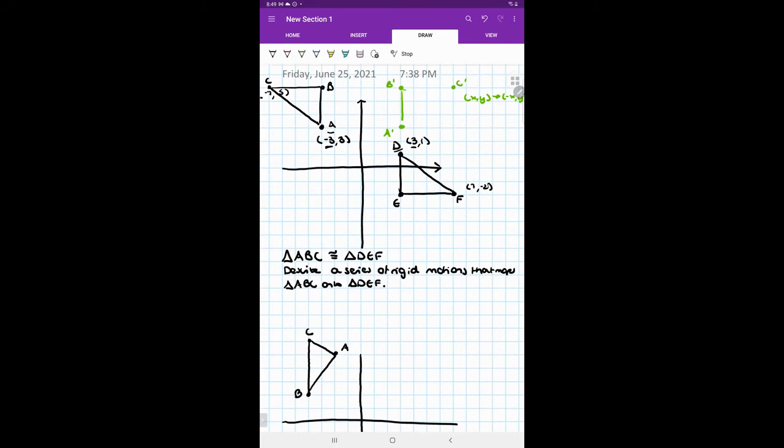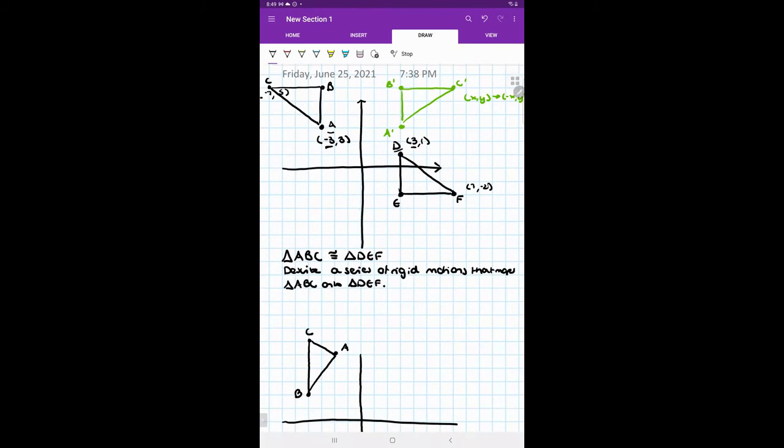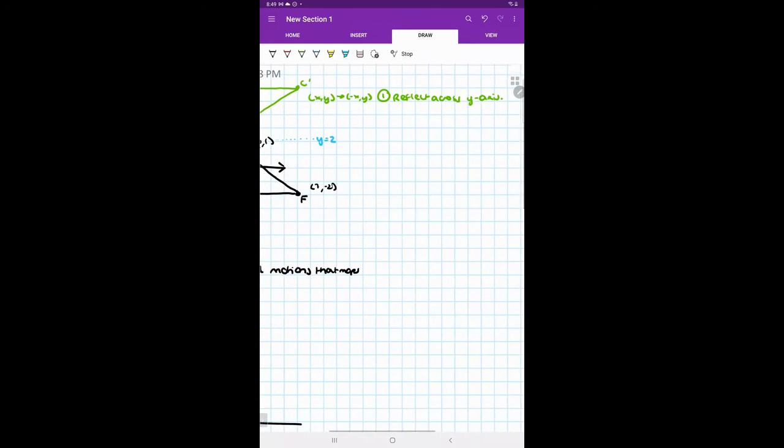Okay, now how do I get from this prime triangle to the desired triangle DEF? Well, looking at it, I see that it's flipped. So there's going to be another reflection involved, and I can infer the axis of reflection. It's this line, which is the line y equals 2. So then I reflect across y equals 2.